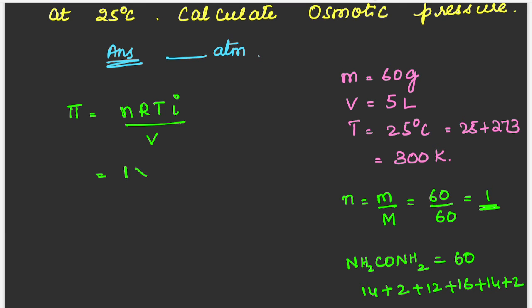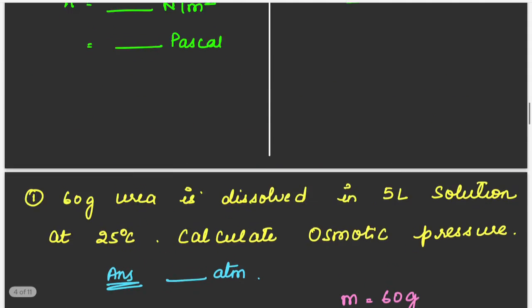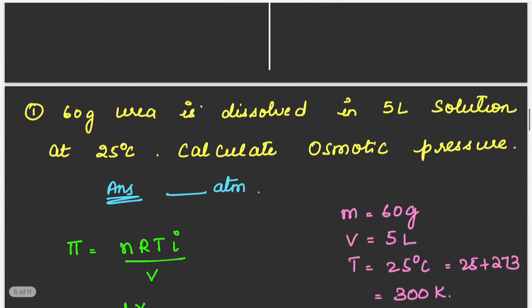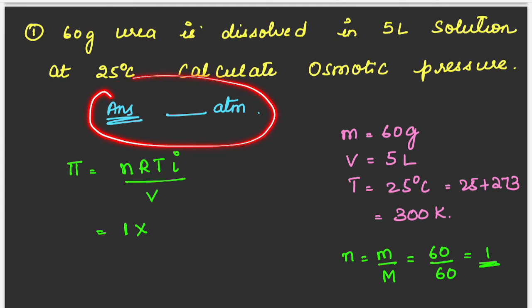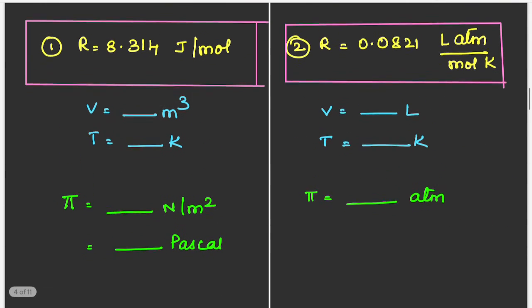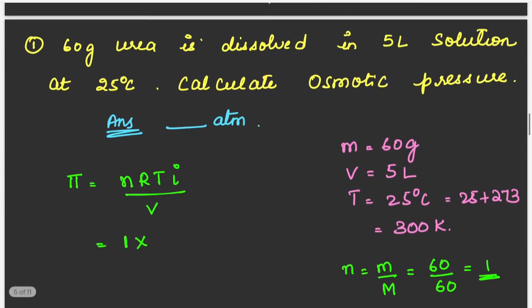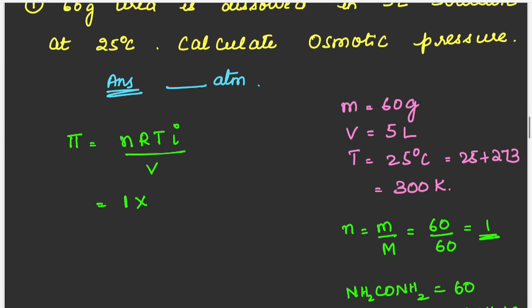So N is equal to 1 into R value. Now which R value do I have to take? I have two R values: 8.314 and 0.0821. Which one do I have to take? See the answer. The answer is given in atmosphere. So if it is given in atmosphere, then I have to take 0.0821. So I'll take 0.0821 into temperature, which is 300 Kelvin.